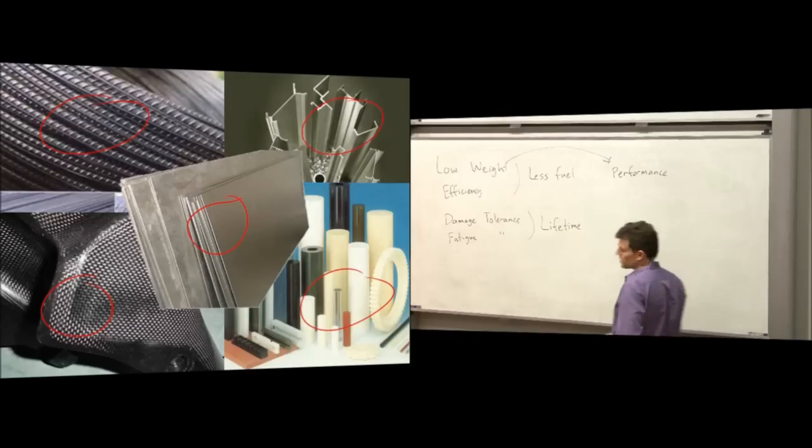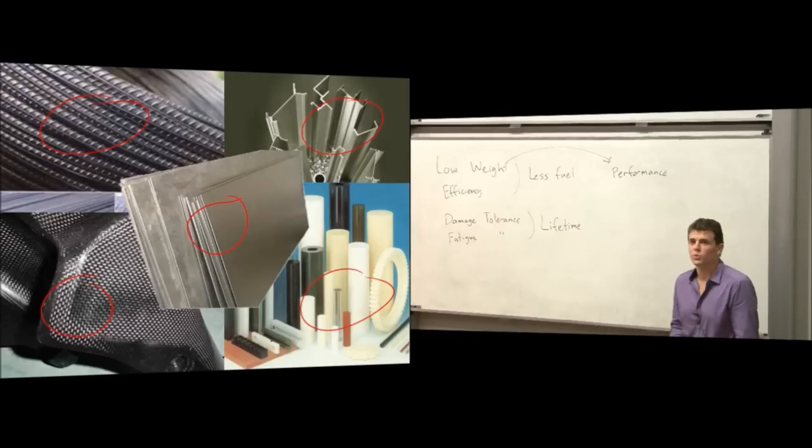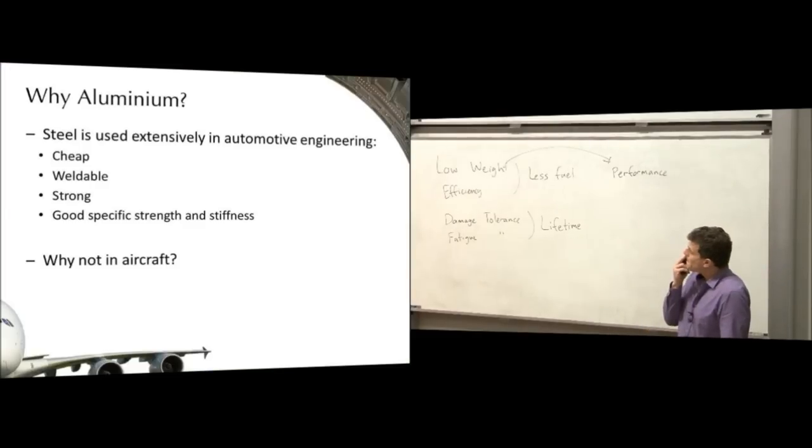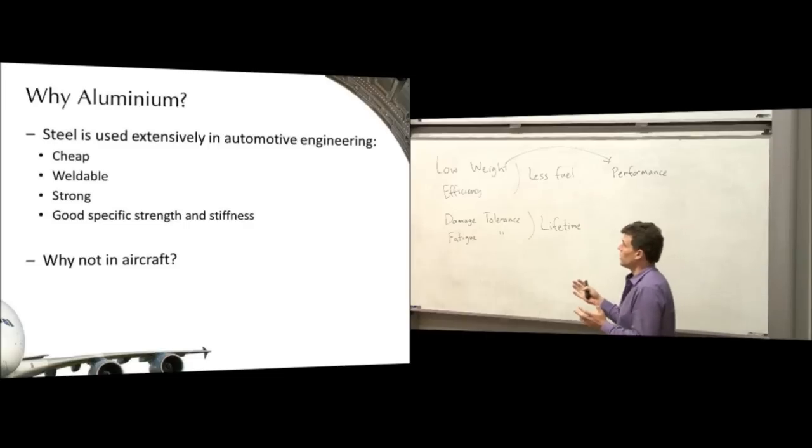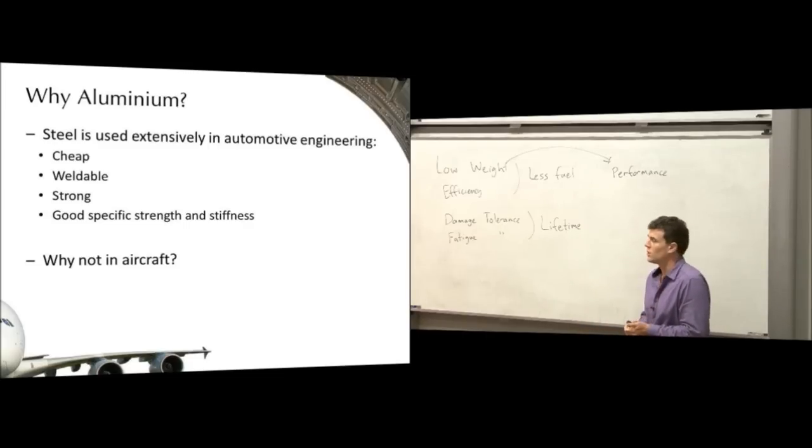Okay, so the big question, and it's one that I asked you to think about during the week, is: steel is used everywhere in engineering. It's civil engineering structures, automotive, trains. It's got a great set of properties. It's very cheap. We produce tons of it around the world. Weldable, strong, has great specific strength and stiffness. Why is there basically no flying steel other than a few bits on the aircraft?